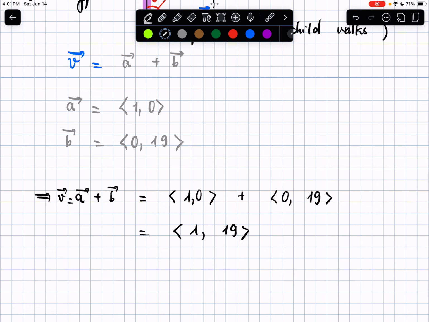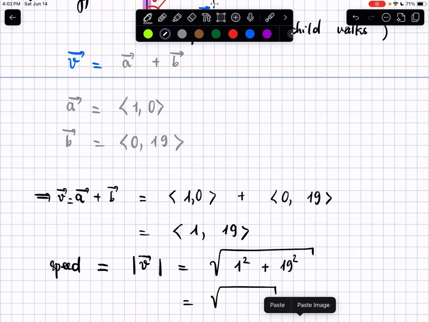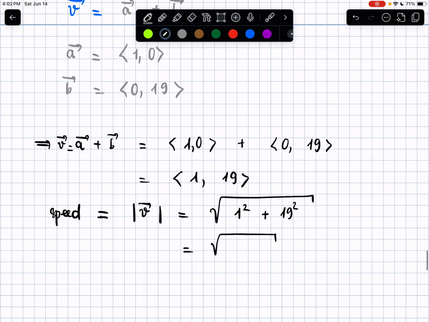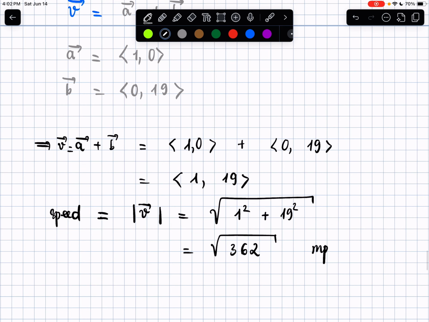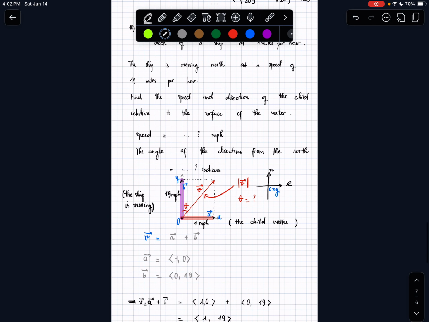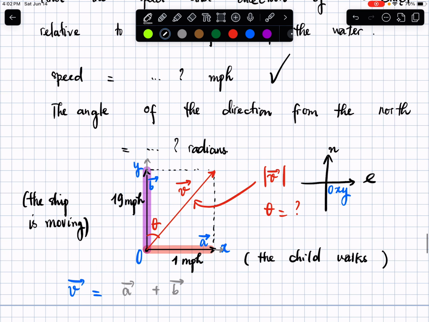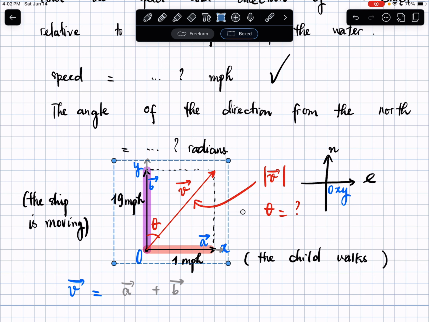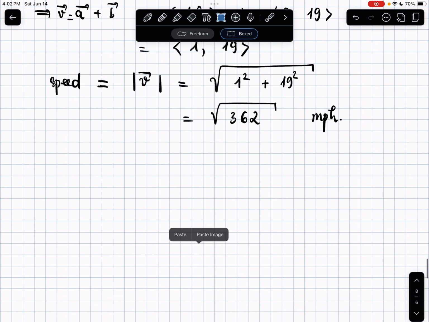So we need to compute the speed, which is the length of vector V, which is the square root of 1 squared plus 19 squared, which is square root of 362 miles per hour. So now we get the speed done. Now we compute the angle theta. The angle theta here for this triangle.